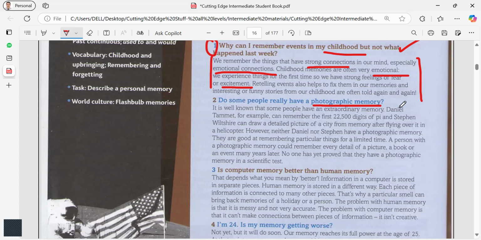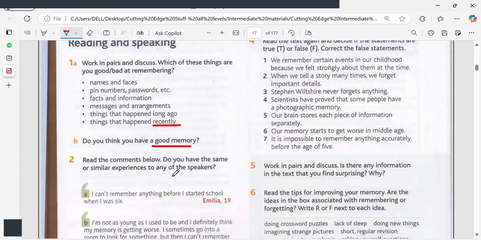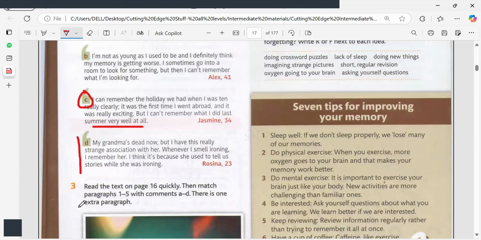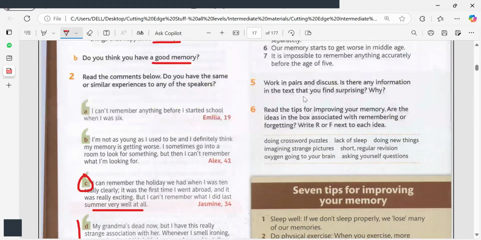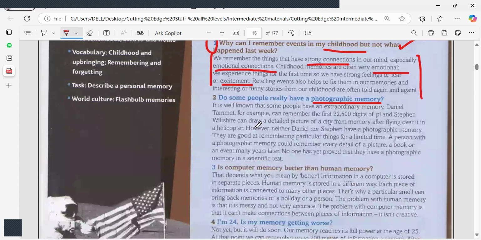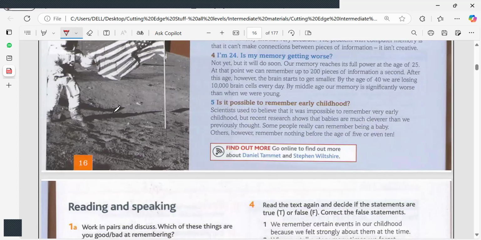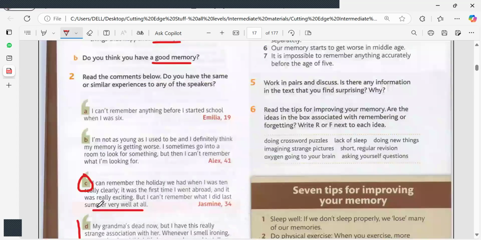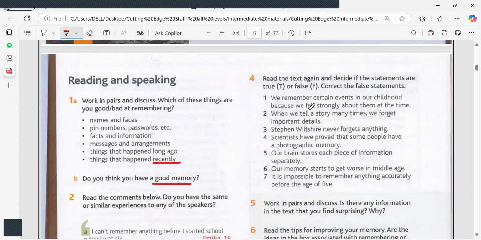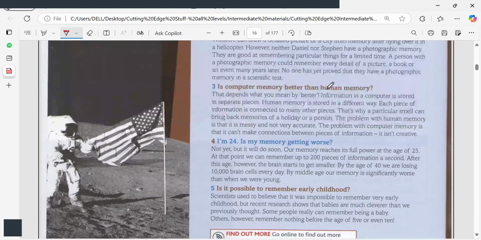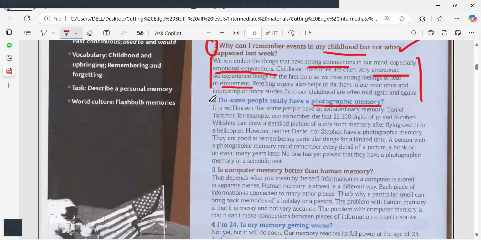Read about it and let me know which paragraph. By the way, Abdulaziz, we have one paragraph that doesn't match these comments. Here, as you see, we have 5 paragraphs, but only 4 comments. So one of them doesn't have a comment. So let's read the second one and see.